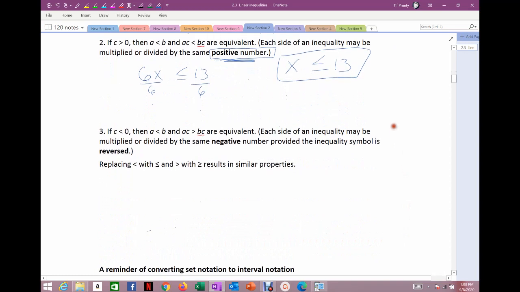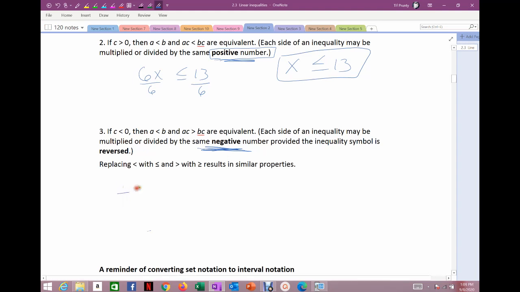Where the catch is, in the additional pieces, if it's a negative number that I multiply or divide by, you have to flip the inequality. So if it was a less than, you have to flip it to a greater than, or vice versa. If it was a greater than, you have to flip it to a less than.